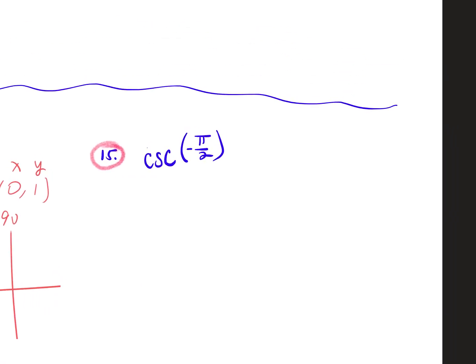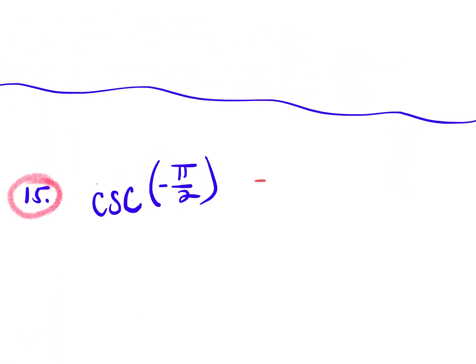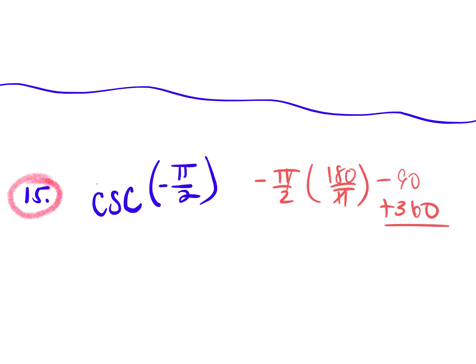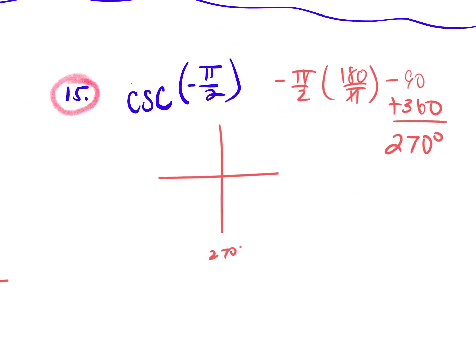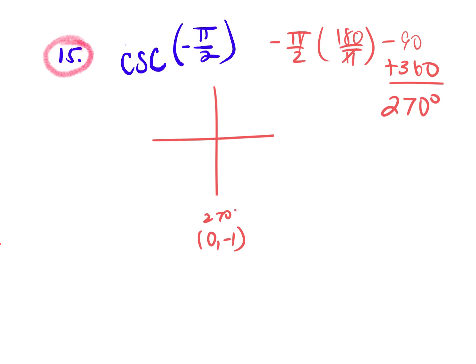So again, same thing over here. Figure out where negative pi over 2 is. Some of you can do this already in your mind. Some of you can't. It's no big deal. If I take negative pi over 2 and I convert it, where is it? It's negative 90, right? Negative 90 just means you start at the positive x-axis and go down. But if that doesn't make sense to you, add a circle to it. What's negative 90 plus 360? It's 270. Okay, so let's think about 270. Here's 270. What is the ordered pair at 270? 0, negative 1.